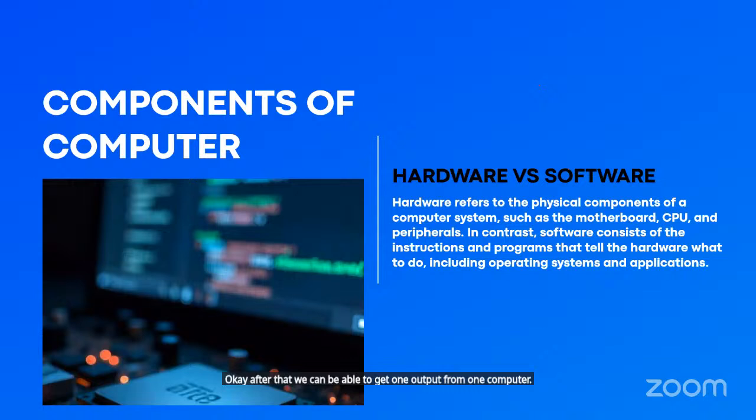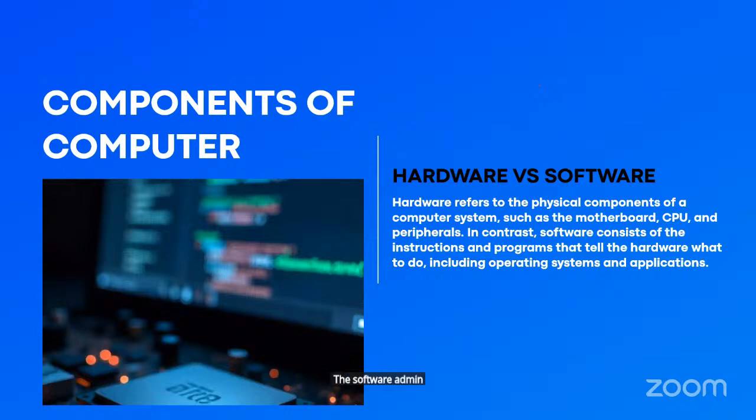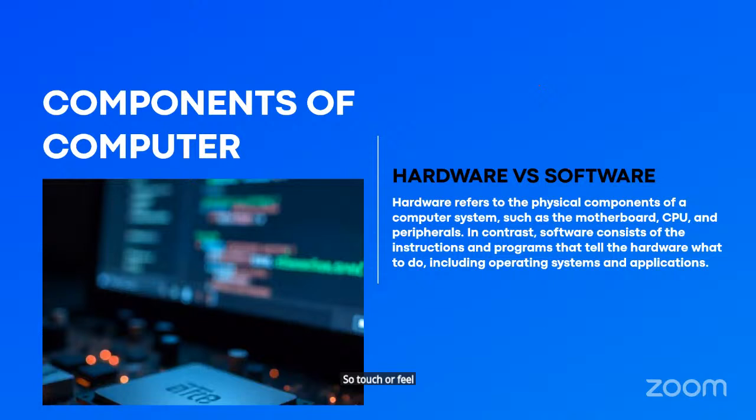Usually, hardware is something we can physically touch and feel. That kind of thing is called hardware. Software is invisible. We cannot touch or feel it. It is a fully virtual thing. We can only see those things.